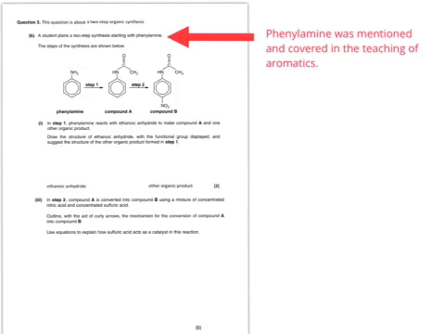So it says that a student plans a two-step synthesis starting with phenylamine, and it's got the steps in the synthesis shown below. And it says in step 1, phenylamine reacts with ethanoic anhydride to make a compound and one other organic product.